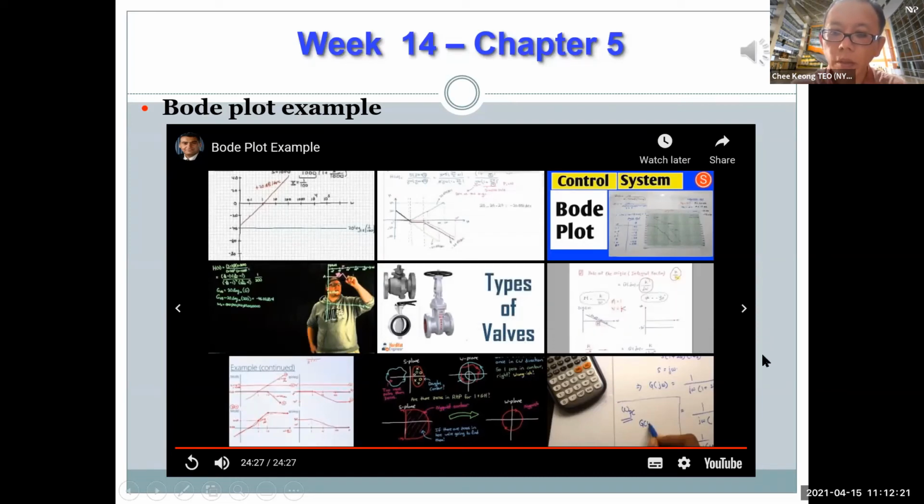Next, we will proceed on to see the uses of this magnitude and phase plot.